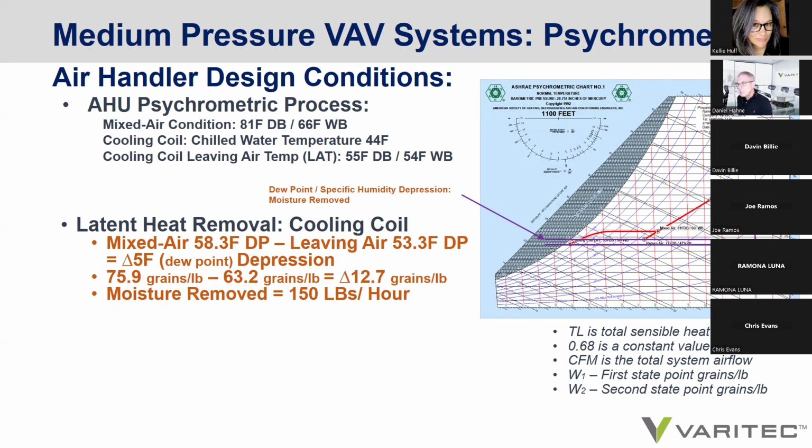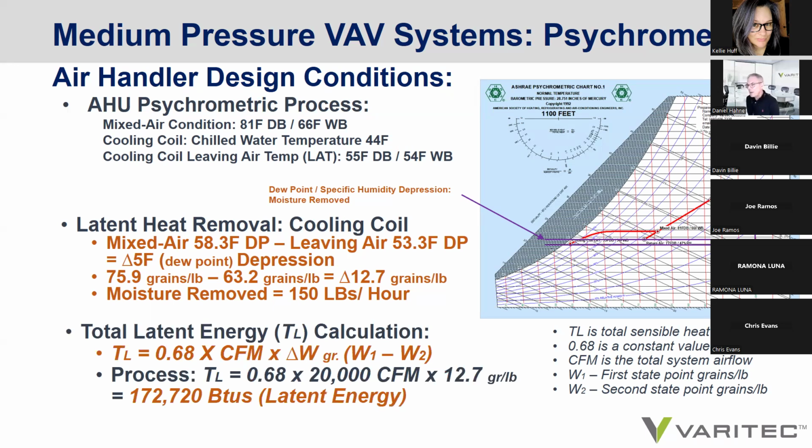So that being said, what about latent heat removal, or what about dehumidification of the air and the removal of the latent heat? How much latent energy needs to be removed to go from 81 degrees to 55 degrees? Well, if you look at the dew point of the mixed air condition at 58.3 and you look at the dew point of the leaving air condition, that's a 5 degree dew point depression. Or if you look at the specific humidity, that is a depression of 12.7 grains of moisture per pound of air. So moisture removed is approximately 150 pounds per hour.